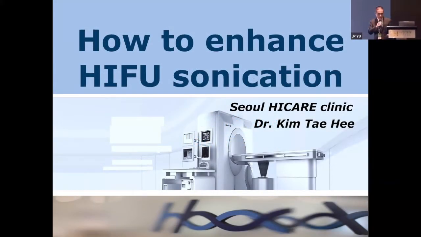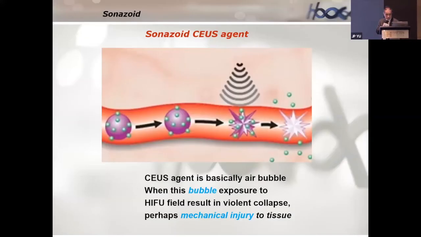Good afternoon, and thank you for this conference. This time, I want to explain how to enhance the HIFU effect, especially focusing on uterine disease. First, I want to talk about Sonazoid. Sonazoid is a contrast-enhanced ultrasound agent, and it is basically an air bubble. When this air bubble is exposed to a high-intensity field, it suddenly blows out, and this damages the cell membrane.